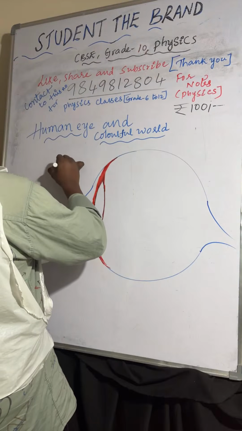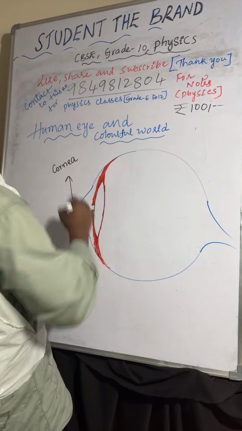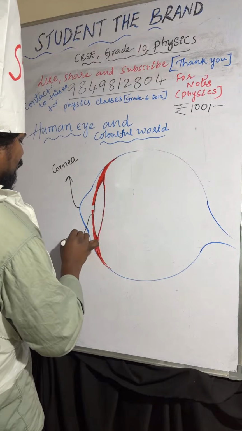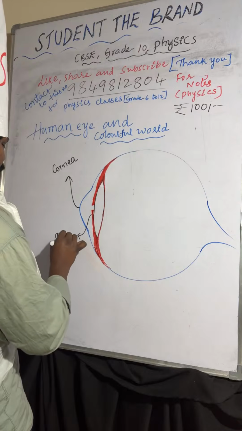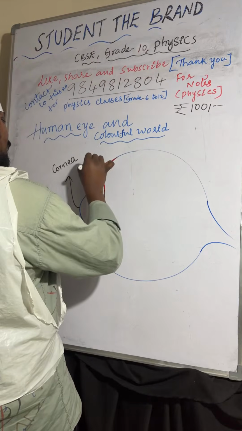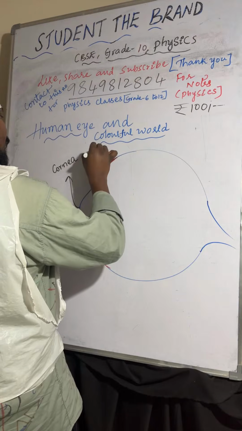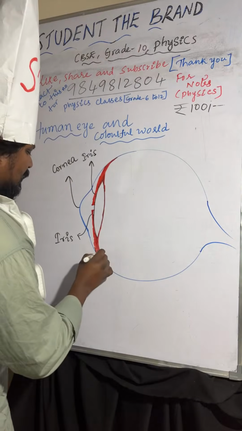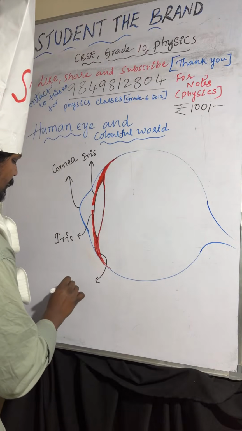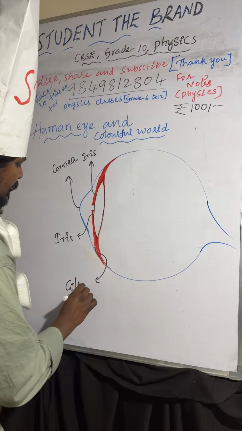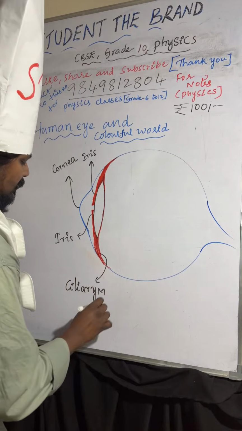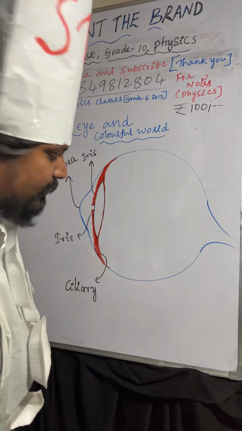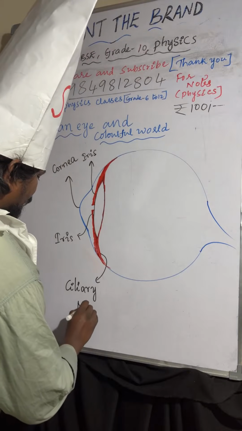So this is the cornea, and this one is the iris, and this portion also is the iris only. Okay, iris. And here you can see these are the ciliary muscles. Okay, ciliary muscles. You can see them here.